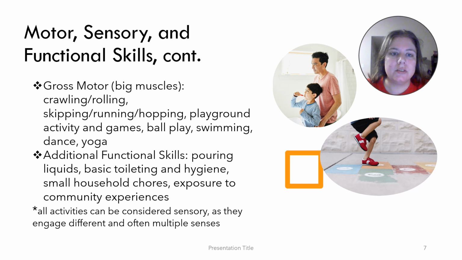And we've got an additional section here on motor, sensory, and functional skills just because it is such a large and vital category. In my professional opinion, working with children, these are things you've got to have them do, and they're beneficial for all students. Gross motor, where you're talking about big muscles: biceps, back, core, legs. We're talking about crawling and rolling if you're a baby. We're talking about skipping, running, hopping around. We're talking about playground activities and games like basketball, baseball, sports, foursquare, jump rope, hopscotch, classic playground games, ball play.